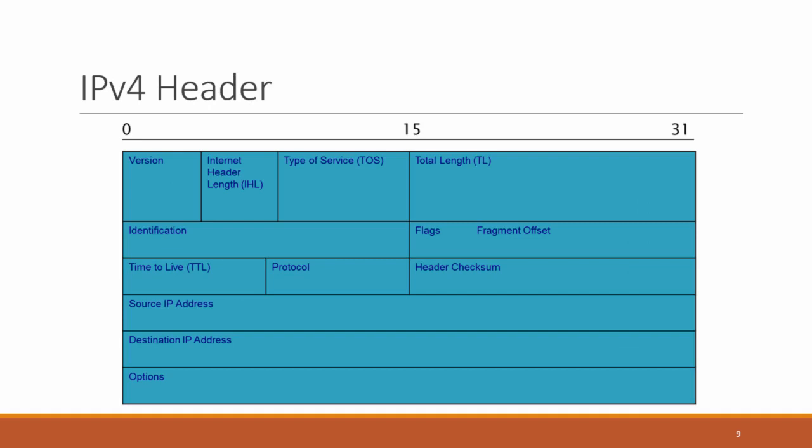This is the IP header. This image shows the IPv4 header. And what we want to look at here is the protocol field. This is where that encapsulated protocol is identified.